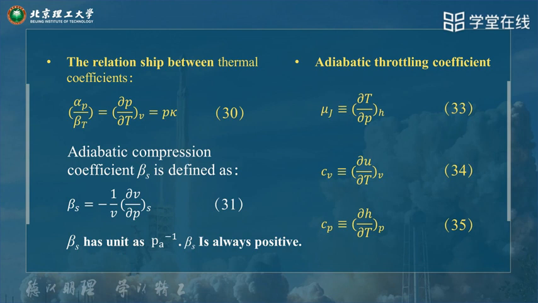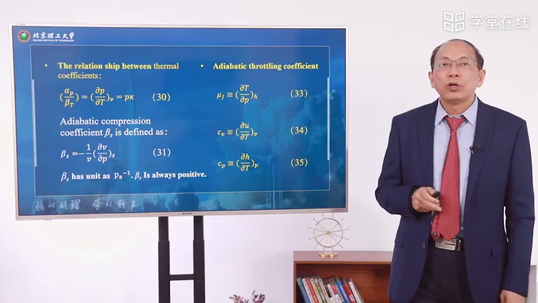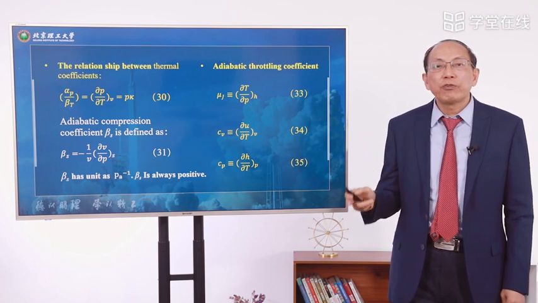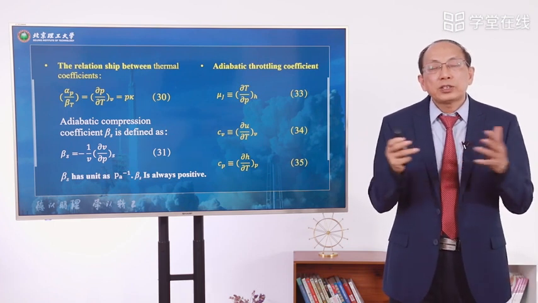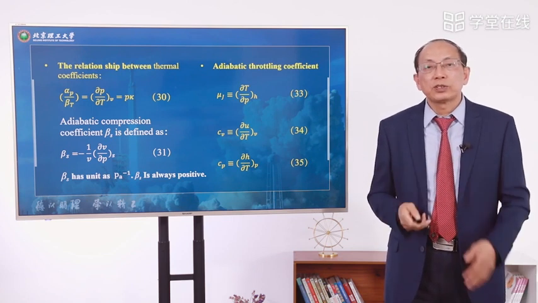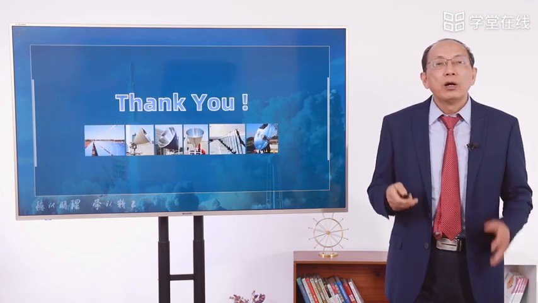Another two coefficients are very familiar. They are Cv and Cp. Cv is defined as partial U over partial T, V constant. Cp equals partial H over partial T, P constant. So equations 30, 31, 33, 34, 35 consist of several very important coefficients of a substance. Okay, thank you.